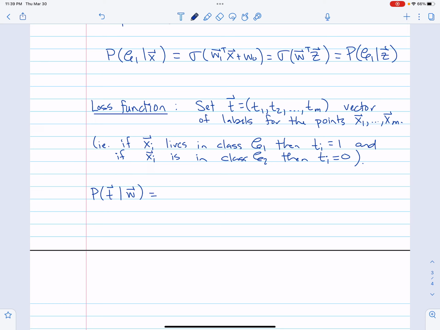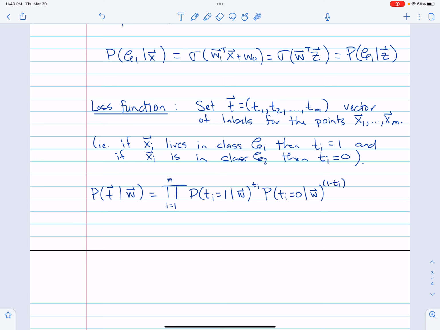well, this is just going to be the product from 1 to n of the probability that label ti is equal to 1 to the power of ti, times the probability that ti is equal to 0, given our parameter vector w, to the power of 1 minus ti.